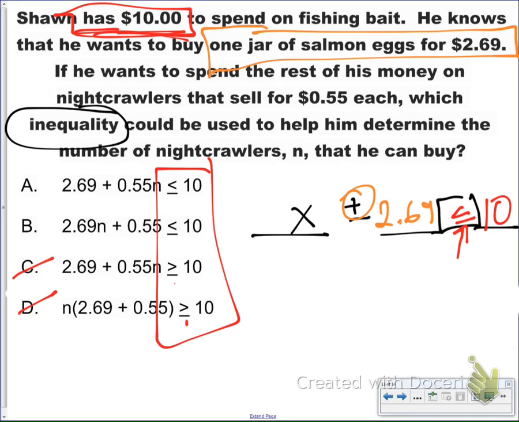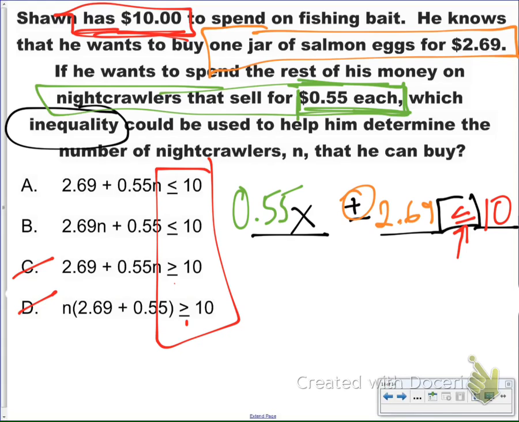Now, if I'm looking at my answer choices, I can already see which one it's going to be. But I want to finish this off. Okay, last thing I'm looking for in my equation is what's being multiplied. What am I doing multiple times? Well, if I look at my night crawlers, they sell for 55 cents each. That means if I buy one, I pay 55 cents. If I buy two, I pay $1.10. If I buy three, I pay $1.65. That means I am multiplying that one. Because I'm multiplying that, there's my number that goes with my x being multiplied.